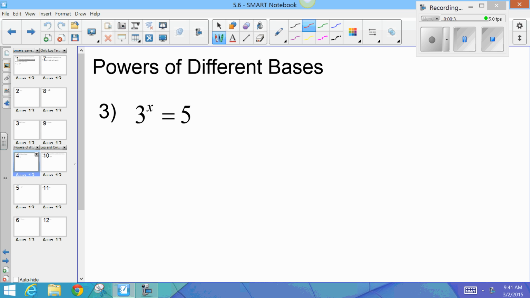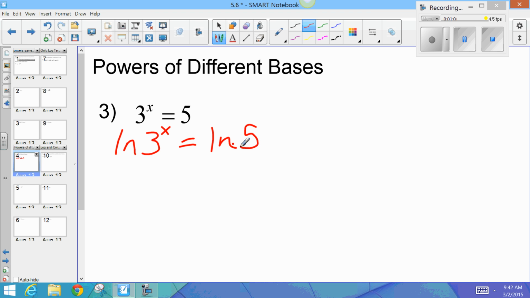Now, you could choose any log you wanted to, common log, natural log, log of whatever. But I'm just going to do the natural log because it's easier. There's a button on the calculator for it. So I'm going to do the natural log of 3 to the power of x equals the natural log of 5. And then what I want to do is get x all by itself.